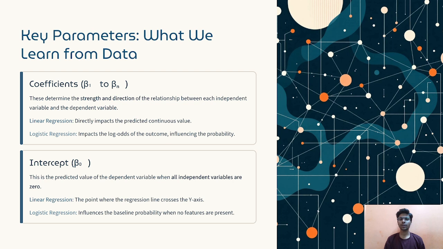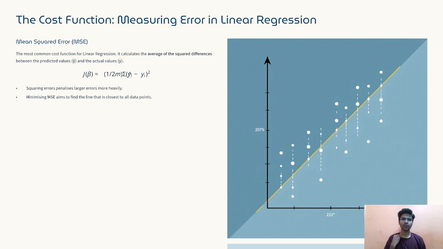Intercept beta 0: this is the predicted value of the dependent variable when all independent variables are 0. In linear regression, it is the point where the regression line crosses the y-axis, and in logistic regression it influences the baseline probability when no features are present. The cost function measures error.